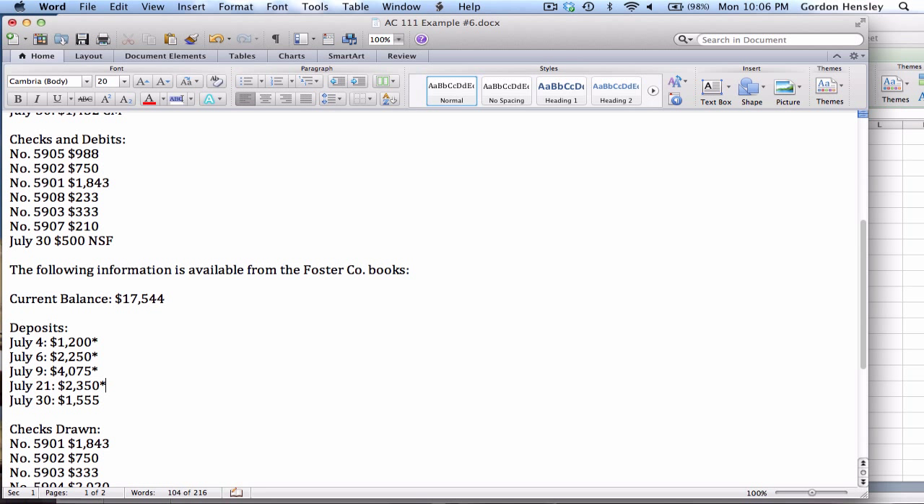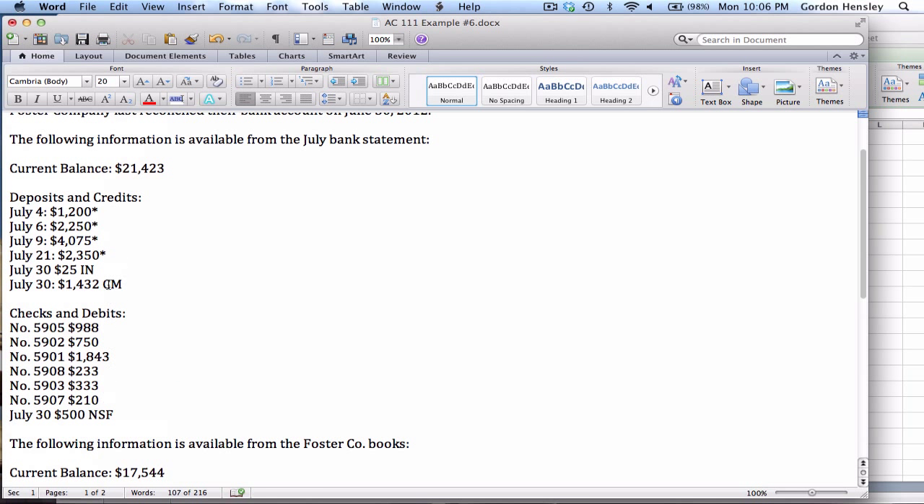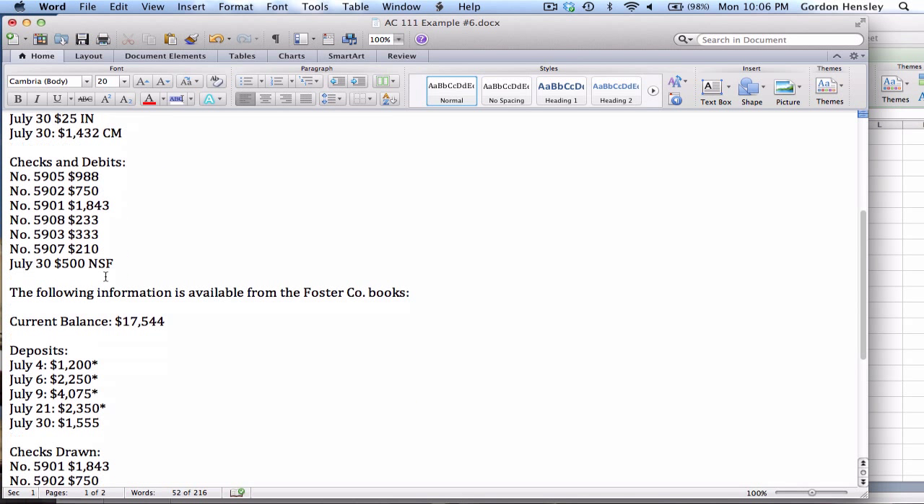So it looks like we're in pretty good shape. Then I have a deposit that I made on July 30th, $1,555. I actually don't see that on the bank statement. I don't see that amount. So that $1,555, I'm going to put a question mark there because there's a problem there. I don't see that showing up. We're going to have to account for that.